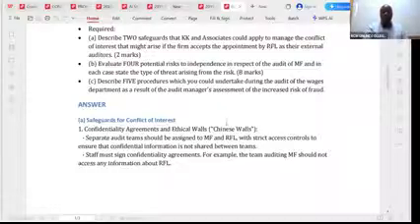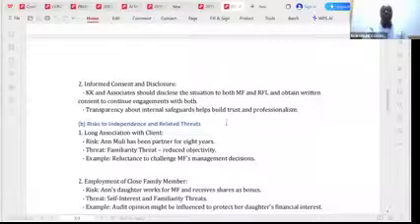Because of time, just allow me to read the answer, right? So we have B, risks to independence and related threats. Long association with the client. Remember, this is a scenario question. Try to pick names of people, names of companies.